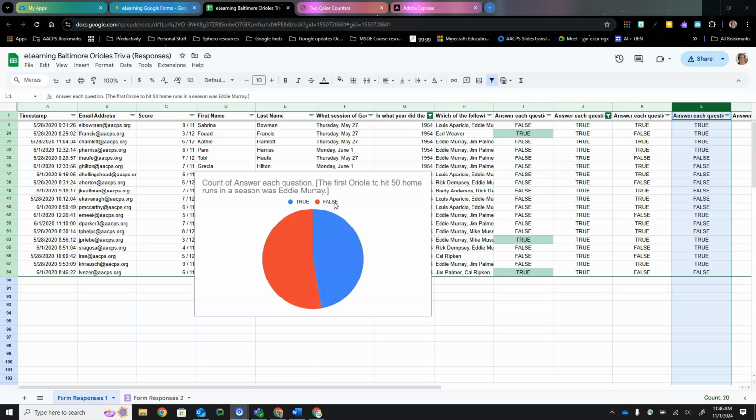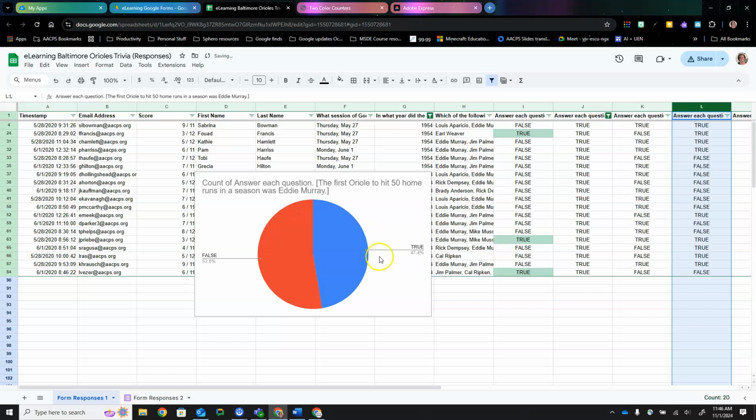So it's actually more appropriate to label the parts of the pie here so that I can see that the 52.6% on the left indicates false, the 47.4% on the right indicates true. This does not rely on me to be able to distinguish the red from the blue, but clearly labels the two parts of the pie.